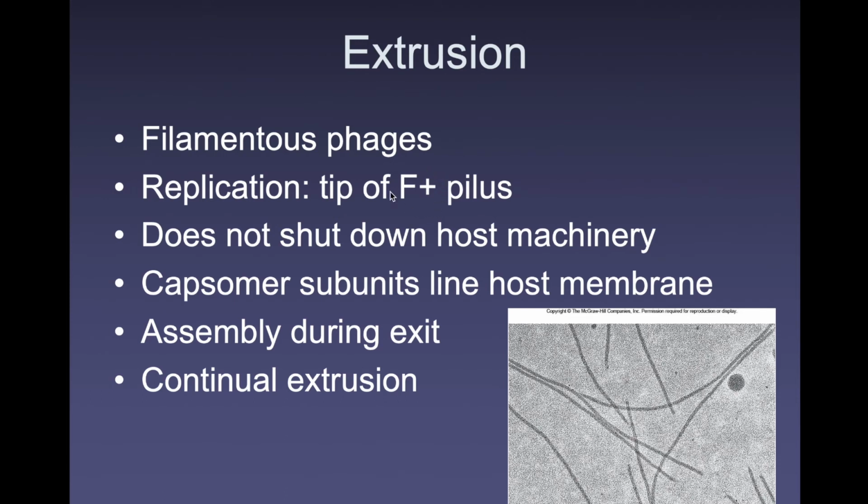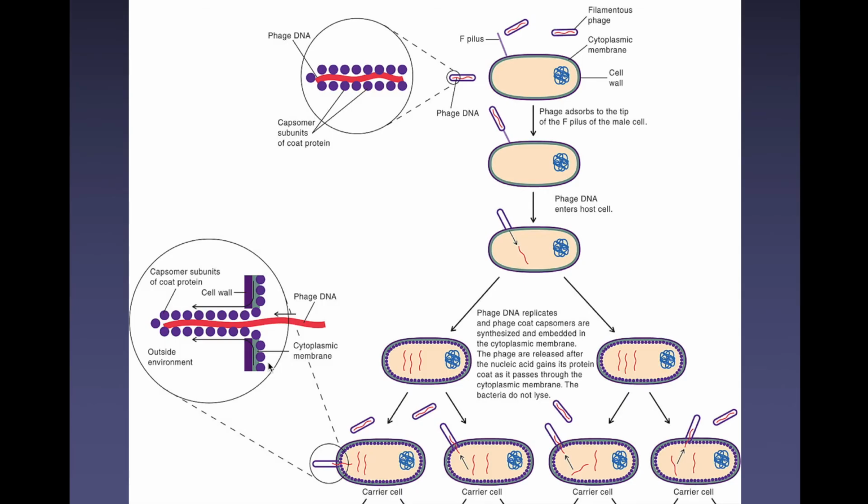When we get into our chapter on genetics, you'll see why we call this the F pilus. It stands for fertility plasmid. But in any case, this is the actual pilus structure that extends out of that cell. This does not completely abolish the host cell function. In fact, that host cell stays alive. And we'll see how the capsular subunits align the host cell membrane, and so that you have assembly during the release of the cell. So here's a visual picture of what's going on here.